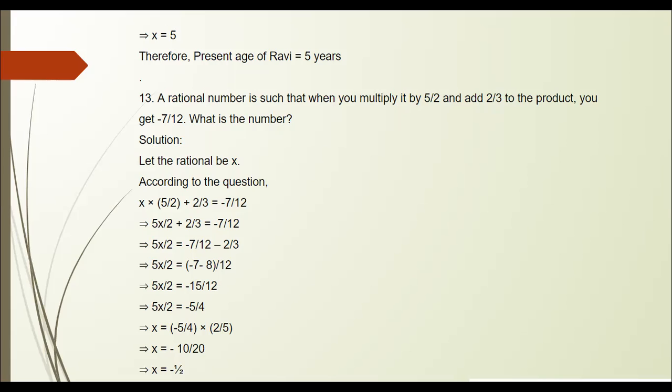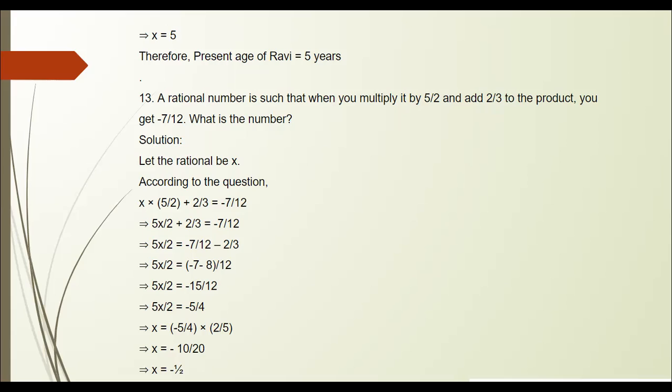Understand the question properly. A rational number means we don't know which number it is. So the unknown number will be taken as x. When you multiply it, it means x multiplied by 5 by 2. So what will you get as the product? For that, you are going to add 2 by 3.